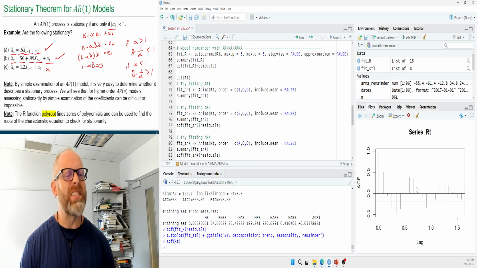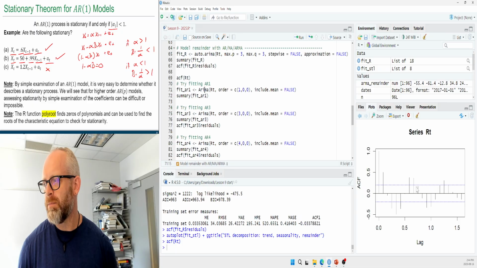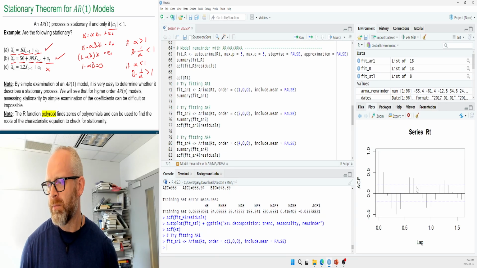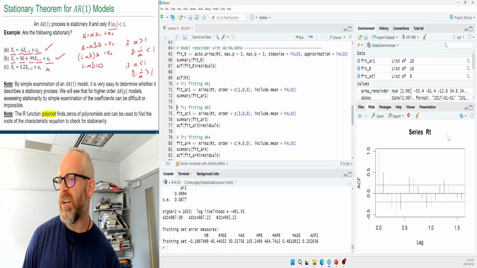So maybe it's just a simple model. Maybe it's only information from one step previous. So I could try and fit an AR1 model, and that's what I'm going to do first here. I'm going to use the ARIMA function and store this in a variable fit_AR1, and I'm just going to build an order 1 model. If I summarize this, it tells me my coefficient for my AR1 model is 0.4994. So basically it's 0.5.